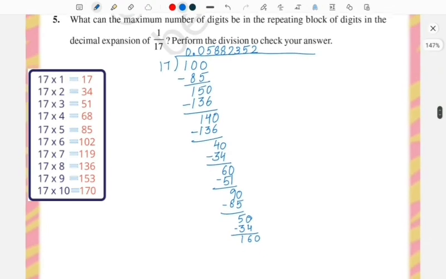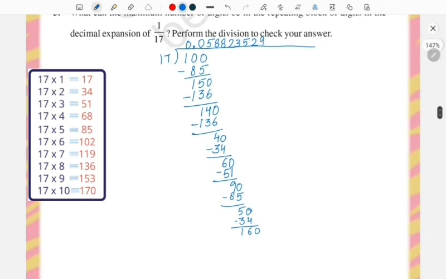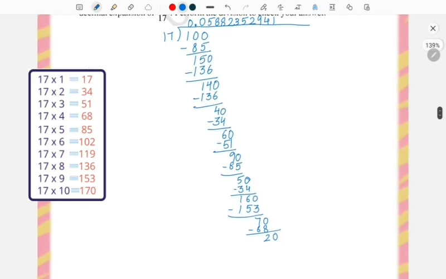17 9s are 153. The remainder would become 7, which becomes 70. 17 fours are 68. Subtracting it, I get 2, which becomes 20. Then I have 17 ones are 17. Subtracting it, I get 3, which becomes 30.